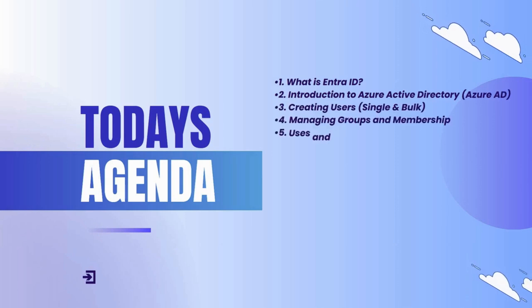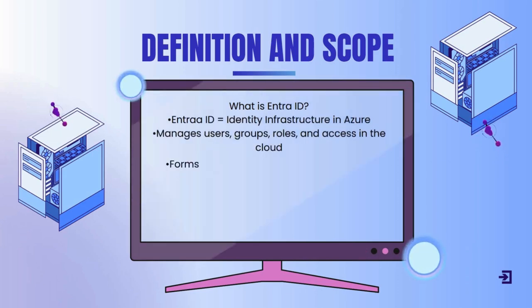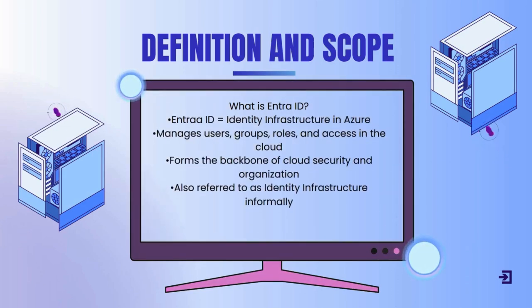So, what is Entra ID actually? Entra ID is a Microsoft cloud-based identity and access management system. It's like a gatekeeper. It controls who can access what in your cloud environment. A real life example: think of a college. Students, teachers, and staff all have different roles, right? Students can access the library and classes. Teachers can access exam papers and grading tools. The gatekeeper, which is Entra ID, ensures the right people access the right area.